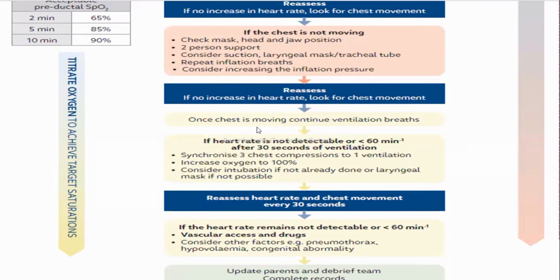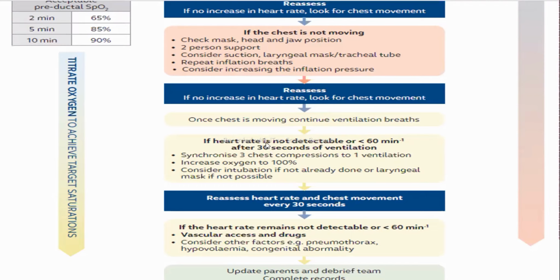After that, if the chest is moving but the heart rate is not increasing above 60, you will give 30 ventilation breaths. Each ventilation within 1 second. So what is the difference between inflation and ventilation? Inflation, 3 seconds. Ventilation, 1 second. Ventilation here is for the heart rate, but inflation is for the chest moving. So you will give ventilation for 30 seconds.